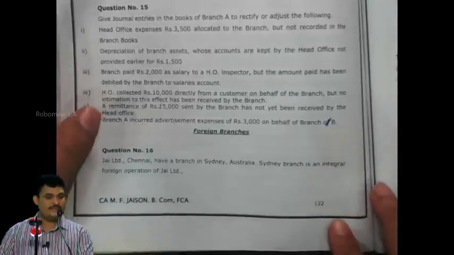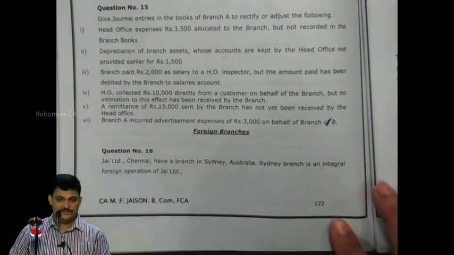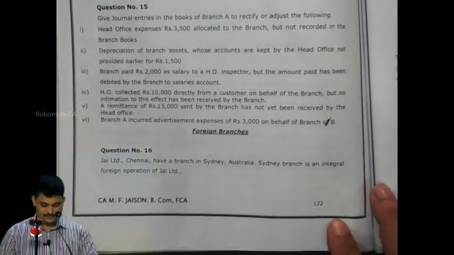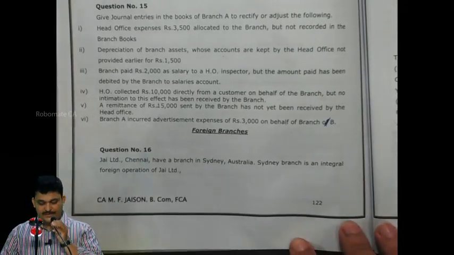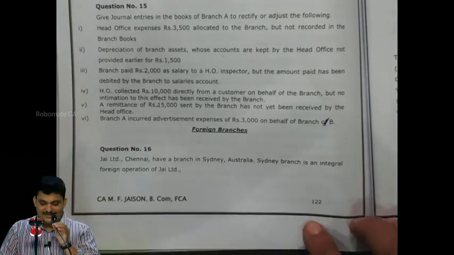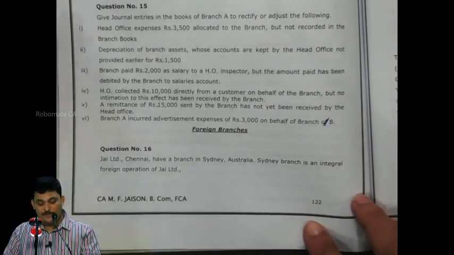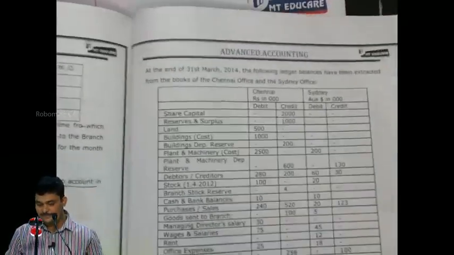Question number 16, page number 122. J Limited, Chennai have a branch in Sydney, Australia. Sydney branch is an integral foreign operation of J Limited. They very clearly mentioned it is an integral foreign operation.